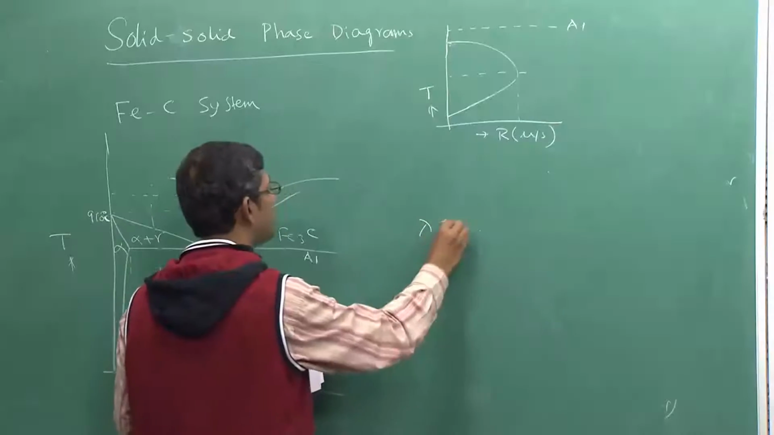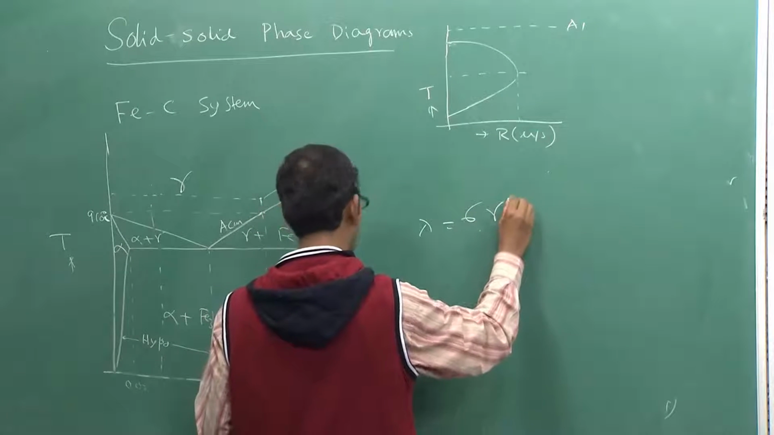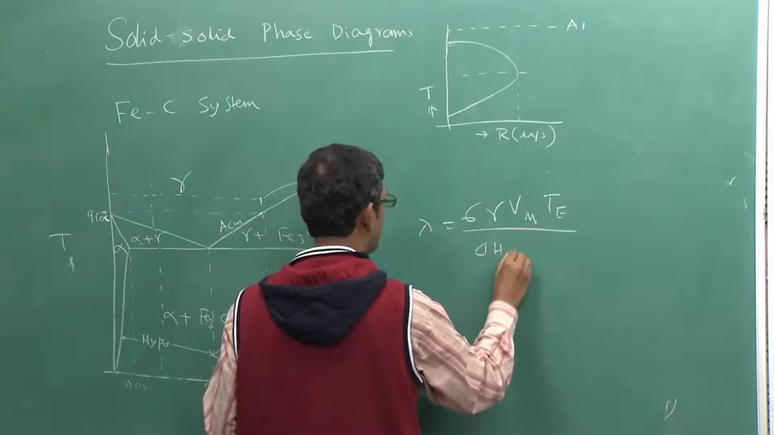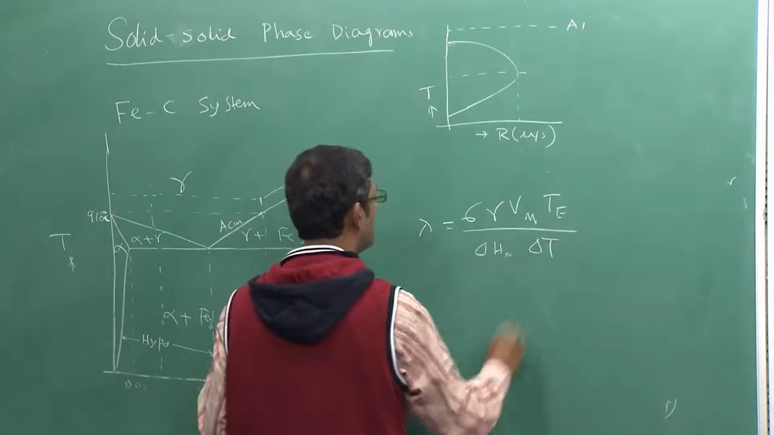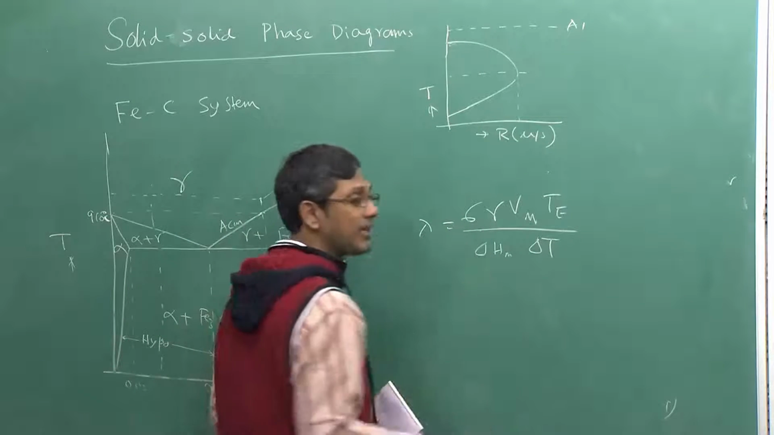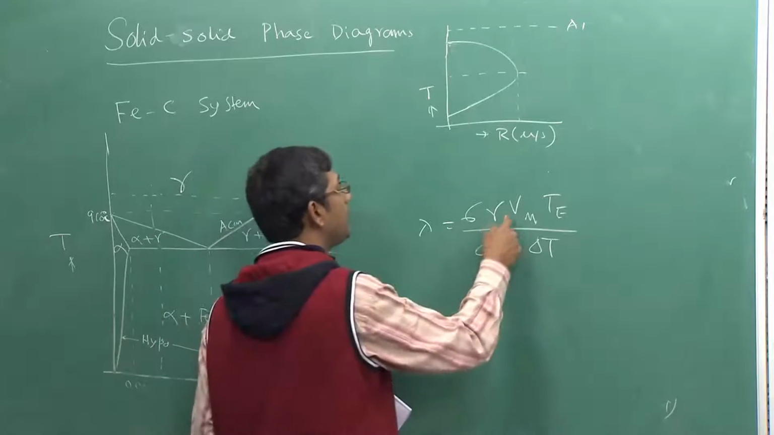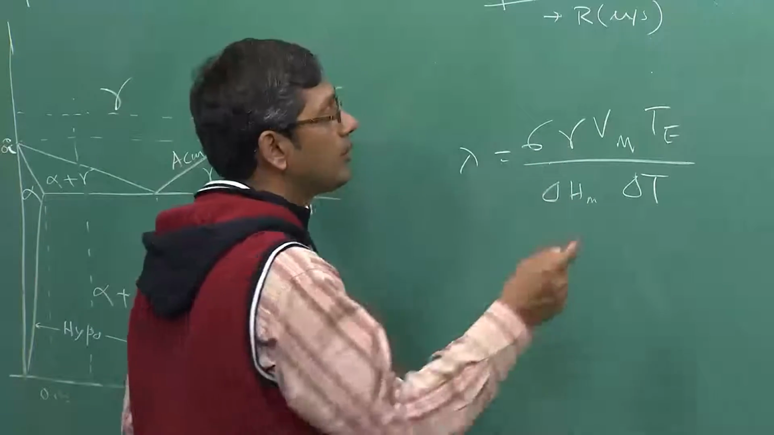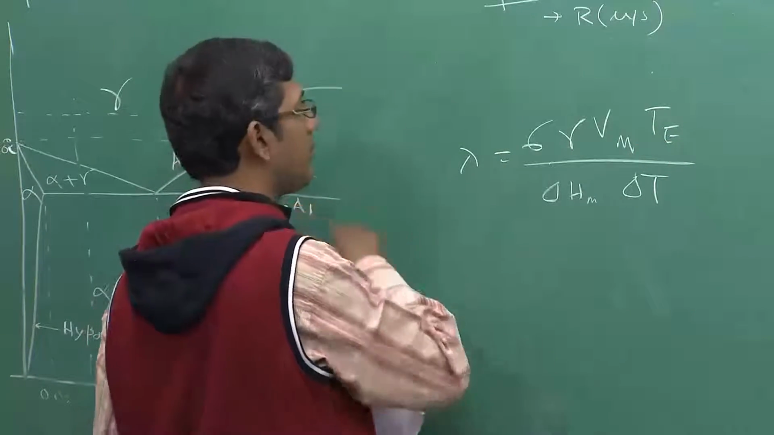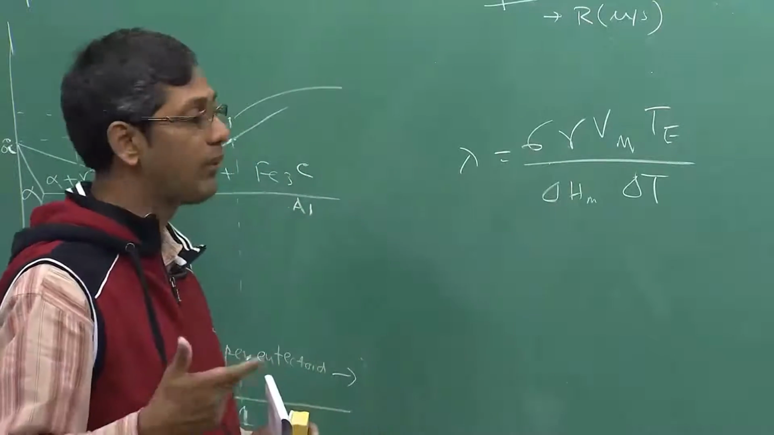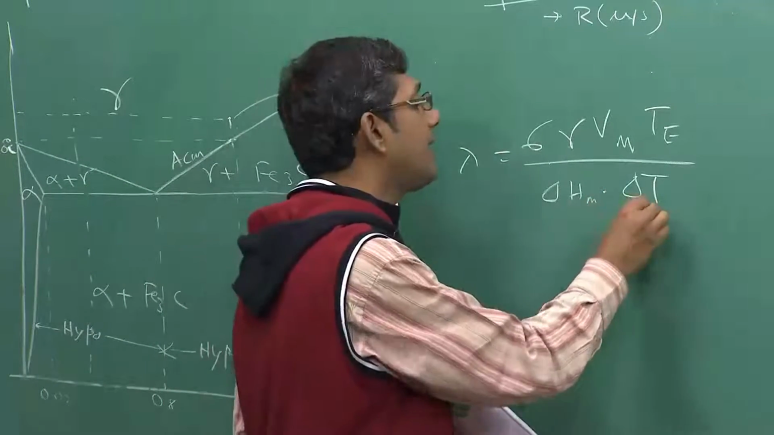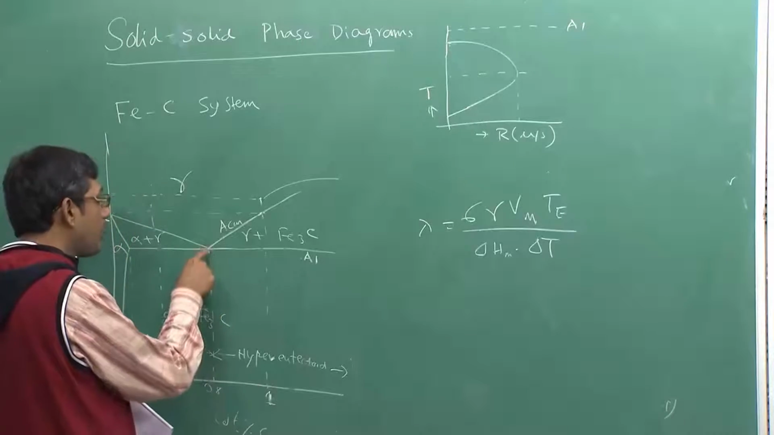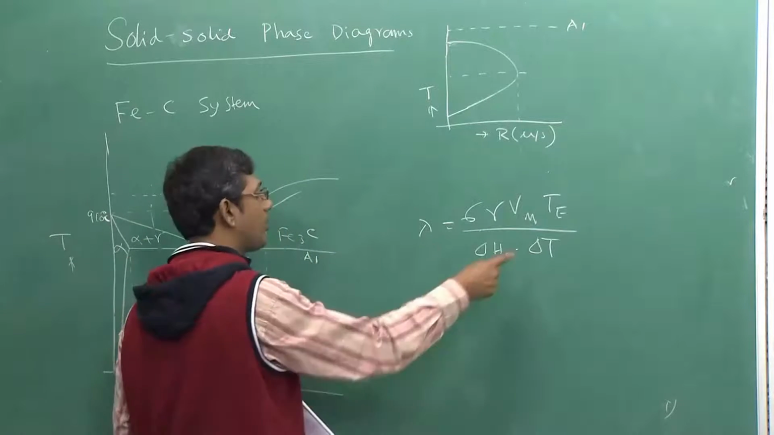It is written as lambda equals 6 gamma Vm Te divided by delta H m into delta T. Here 6 is a numerical constant, gamma is the interfacial energy between alpha and cementite, Vm is the molar volume, Te is the eutectoid temperature, that is the A1 temperature, delta H is the heat of evolution during transformation, and delta T is the most important factor, the undercooling, that is how far below A1 you have to cool to start the transformation.